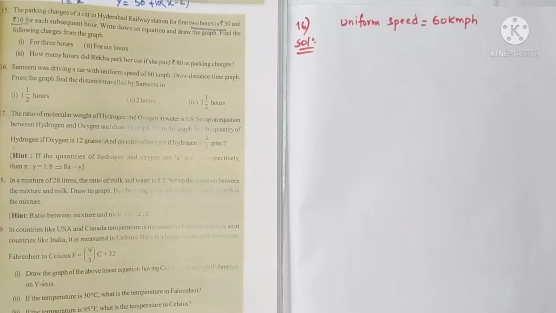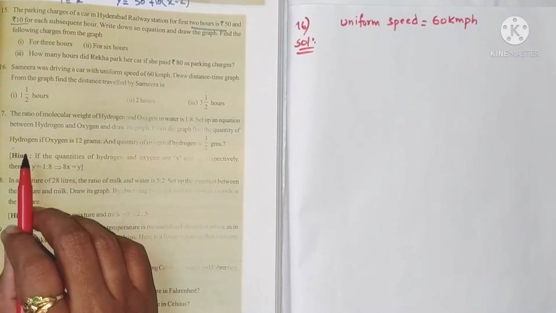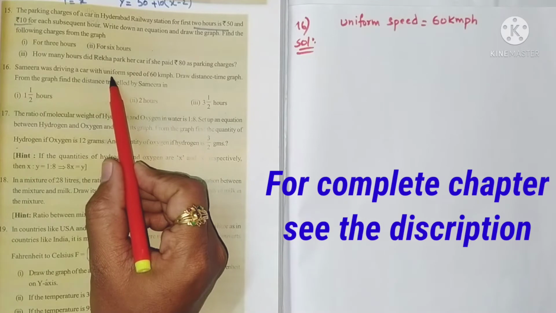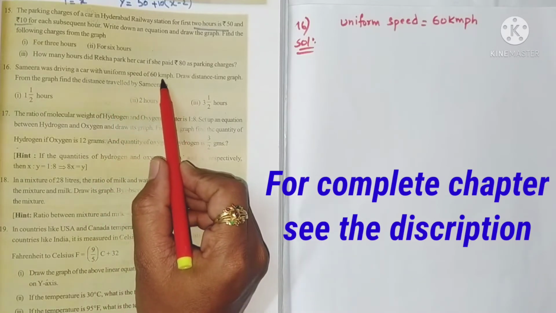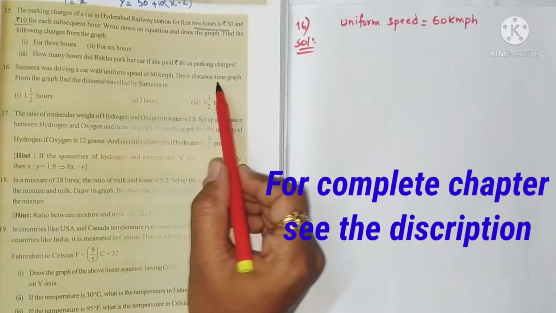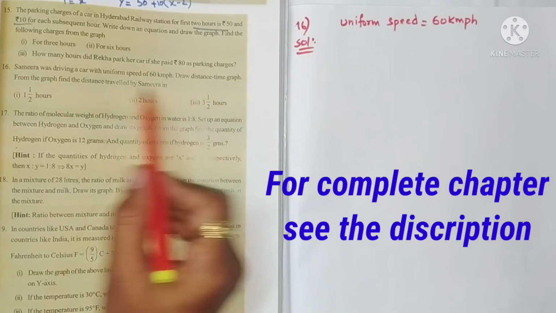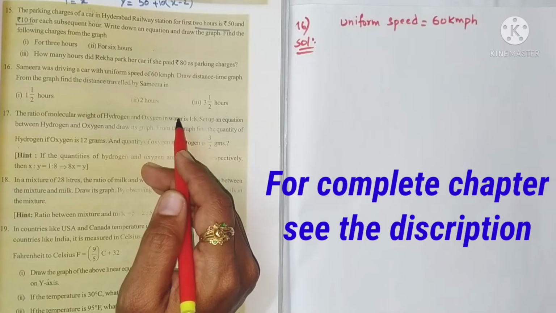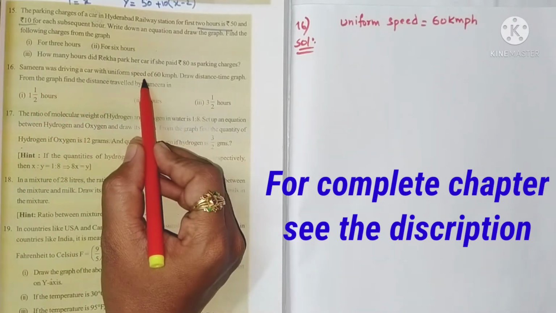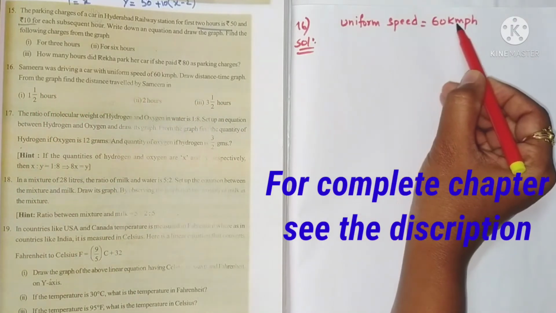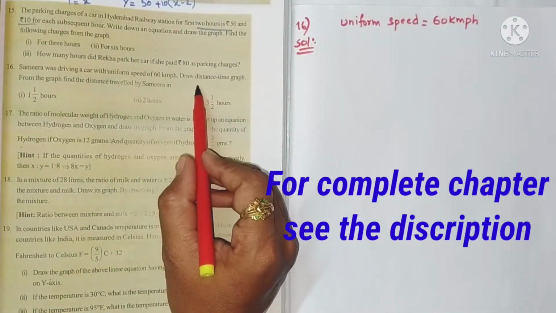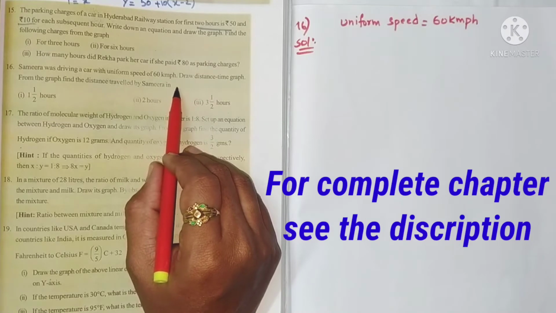Today in this video we are going to see problems 16 and 17 from exercise 6.3. Samira was driving a car with uniform speed 60 km per hour. Draw a distance-time graph. From the graph, find the distance travelled by Samira. See here, uniform speed 60 km per hour, I wrote. So they are asking to draw a distance-time graph, right?